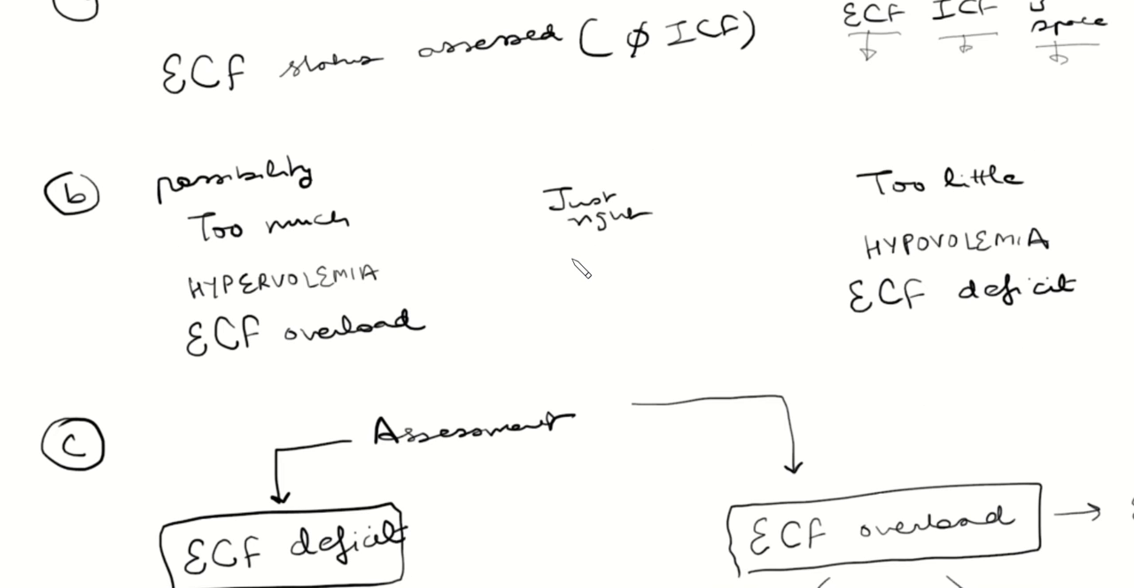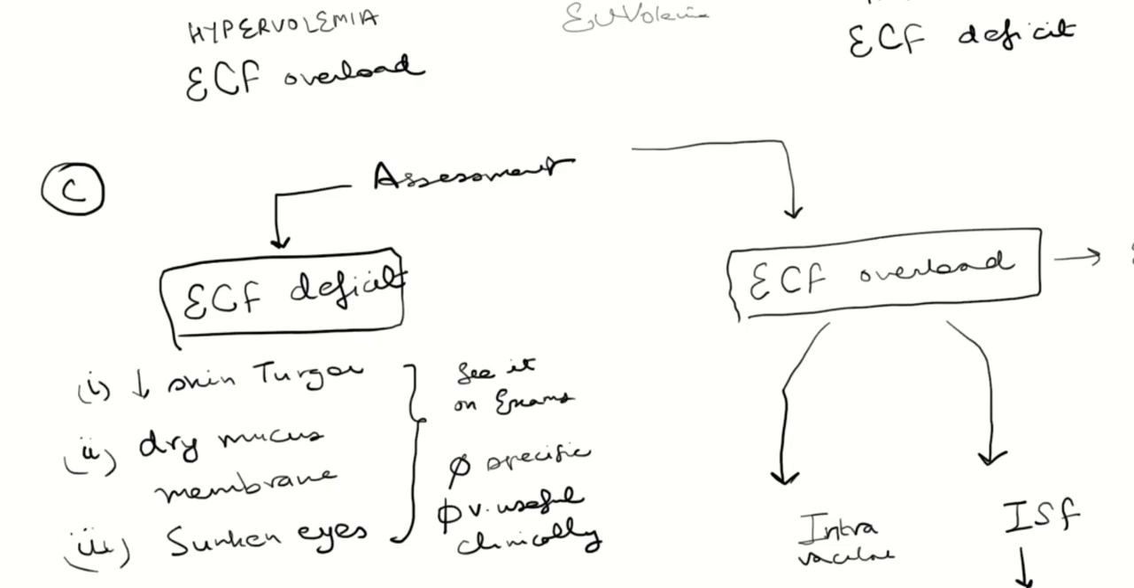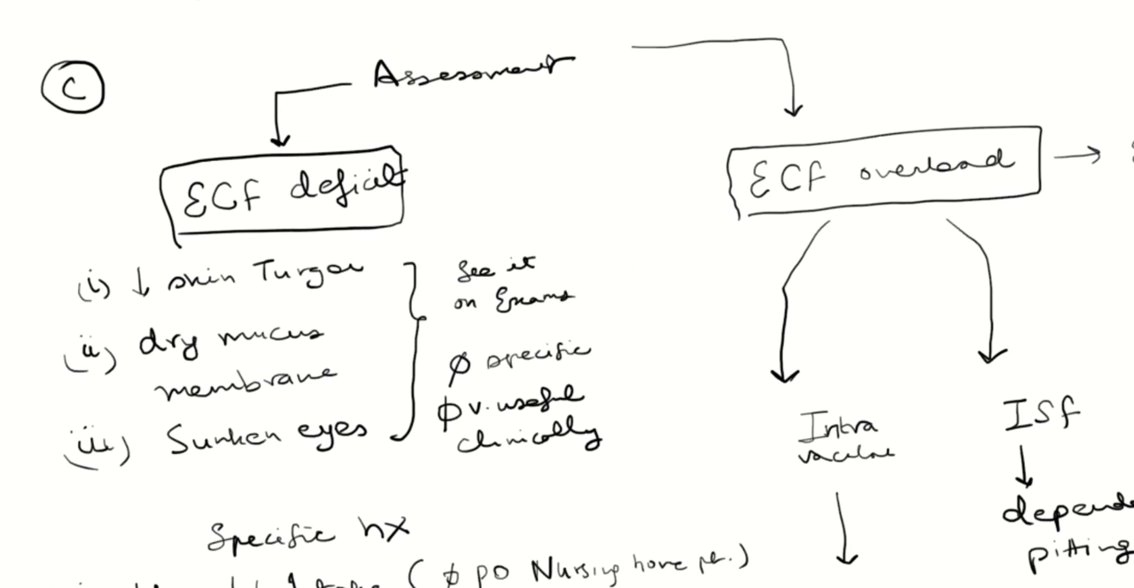So there's three possibilities, and I call it the Goldilocks: too much, too little, and just right. Too much is hypervolemia, ECF overload. Just right is euvolemia, and too little is hypovolemia or ECF deficit. Okay, so let's see assessment. So clinical assessment.